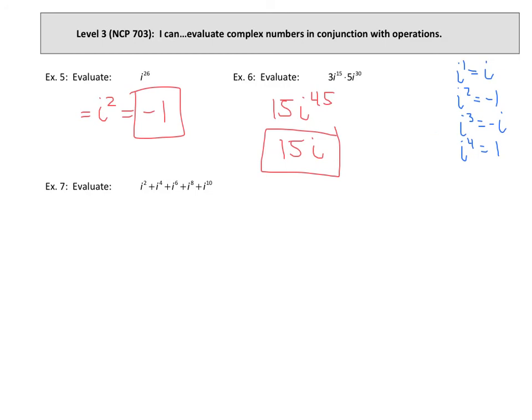Okay, for the next one, same idea, but we're going to look for a pattern. i to the second power is negative 1. i to the fourth power is 1. i to the sixth is going to be the same as i to the second, it's negative 1. i to the 8th is the same as i to the 4th, it's positive 1. i to the 10th is the same as i squared, it's negative 1. And so those are just alternating signs. These two cancel, and we're left with negative 1.